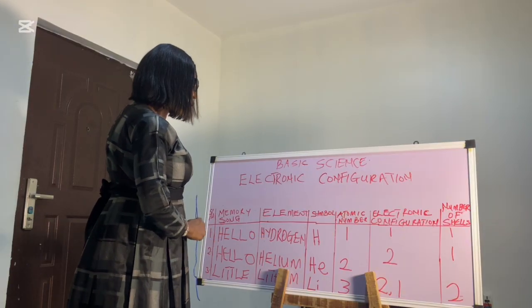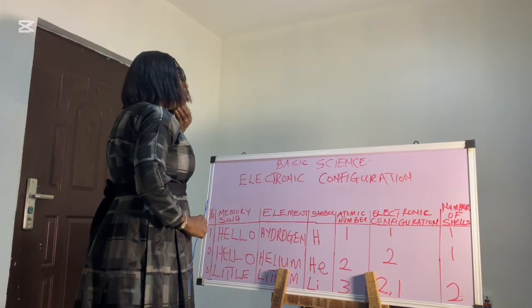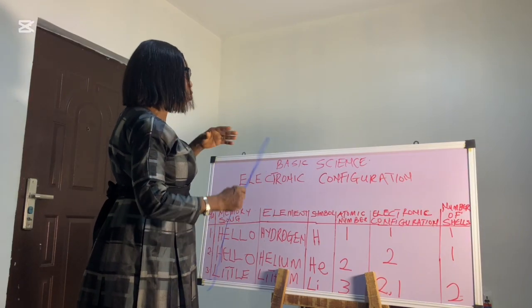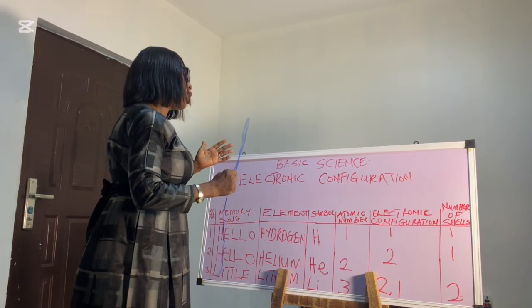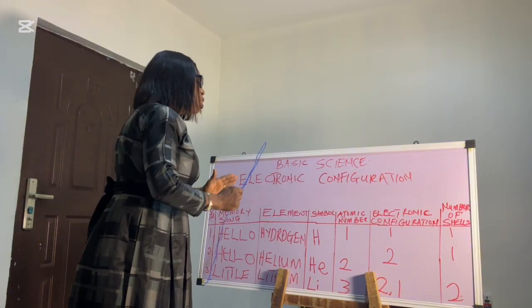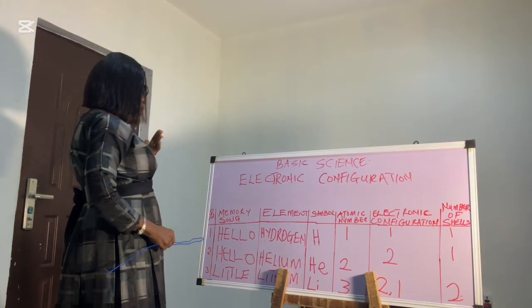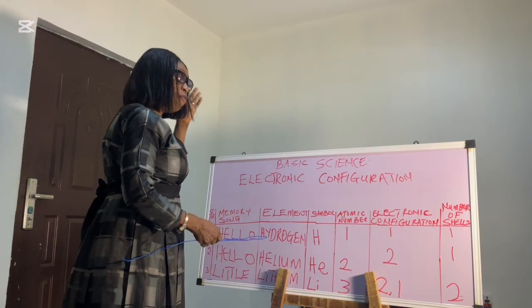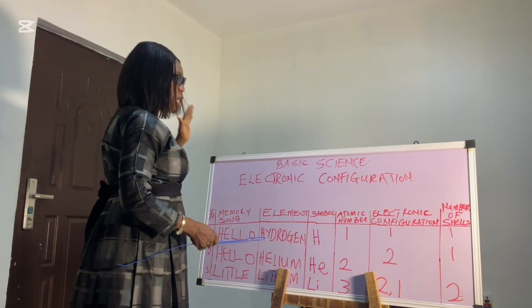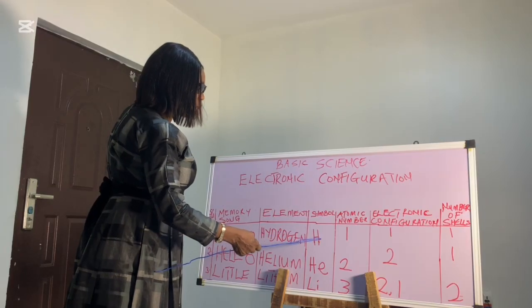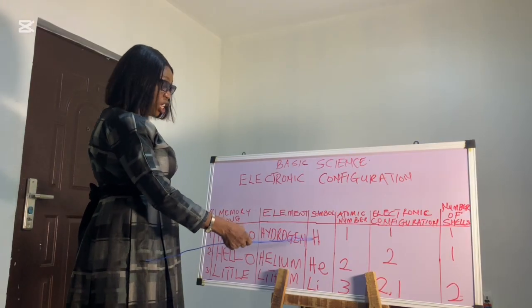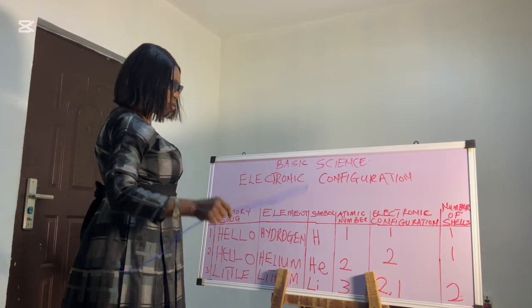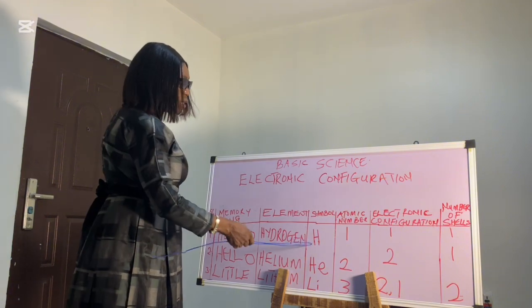You know the song already. After mastering the song, when they are teaching you chemistry class or science class the first 20 elements, once you say hello, your brain tells you that, okay, hello is hydrogen because it's the very first element in the periodic table. The next one, the symbol of hydrogen is H. All over the world, since time immemorial, it is H.